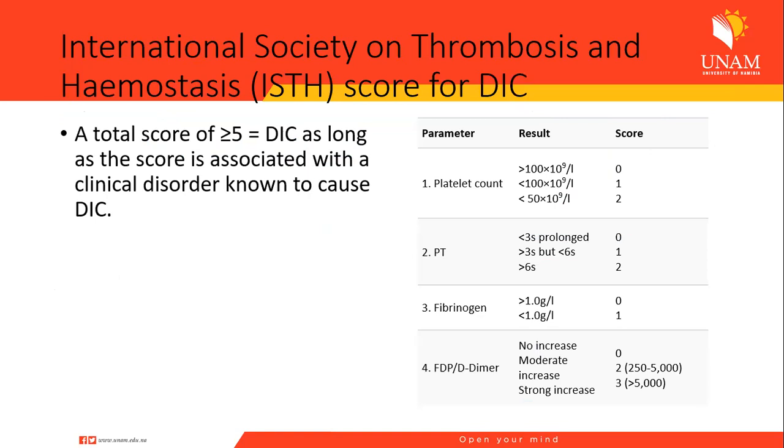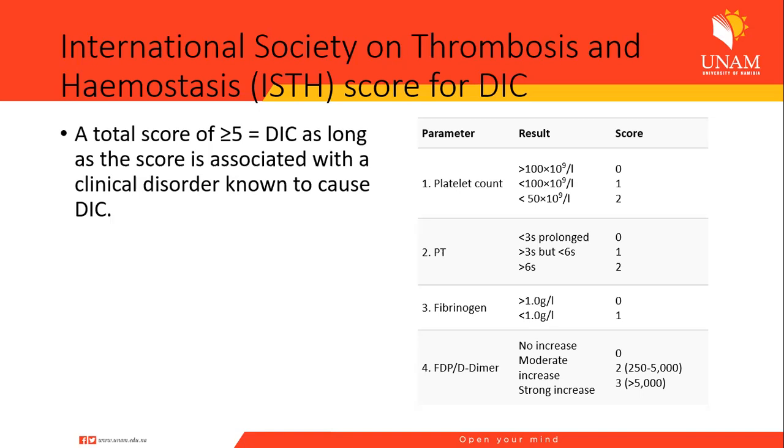Four parameters are involved: the platelet count, the prothrombin time, the fibrinogen level, and the D-dimer level. All right, so a result of more than 100 tera/9 per liter scores the patient 0. The risk of DIC is 0. But if it's less than 100, the risk is 1. And if it's less than 50, the risk is 2.